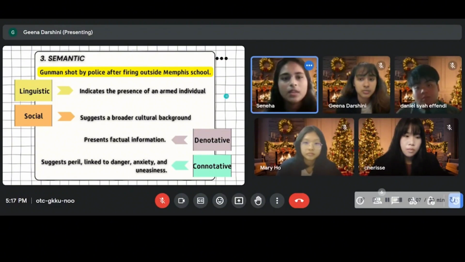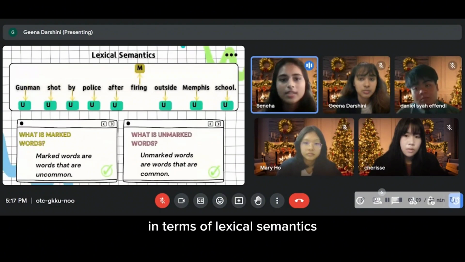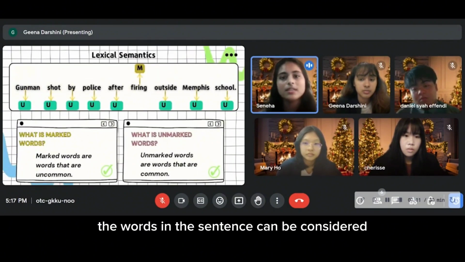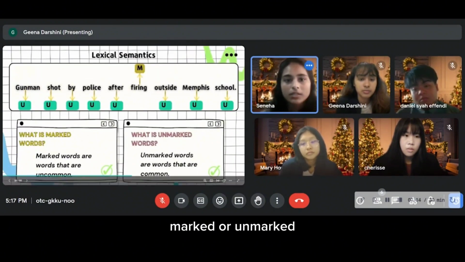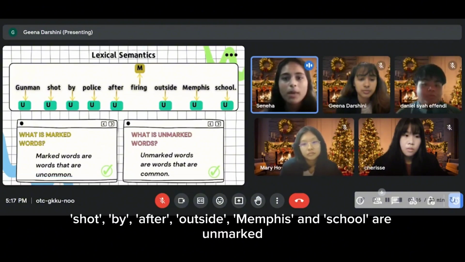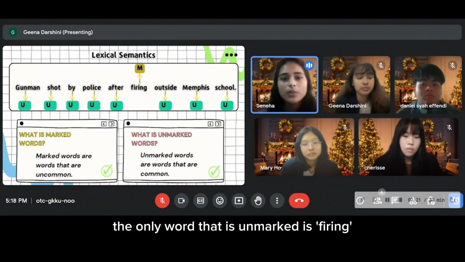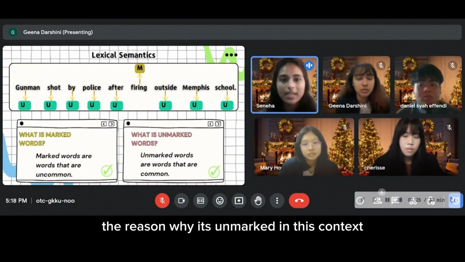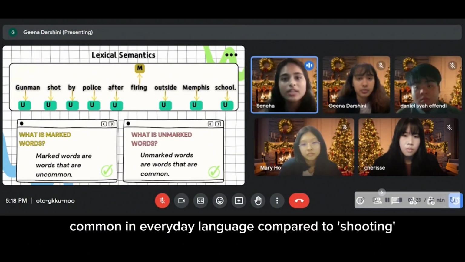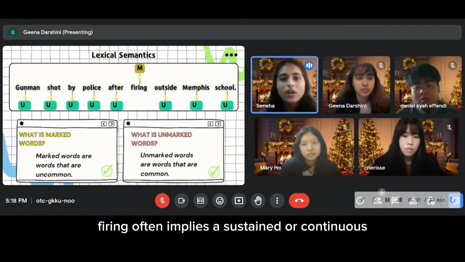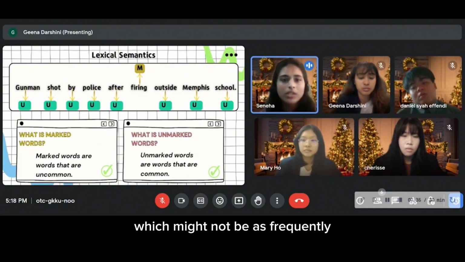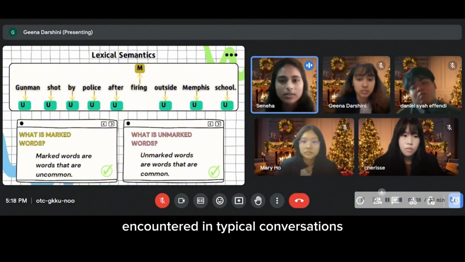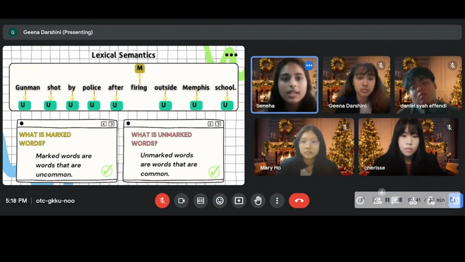Next slide, please. In terms of lexical semantics, the words in the sentence can be considered marked or unmarked. In the sentence, the words gunman, shot, by, after, outside, Memphis, and school are unmarked as they are common. The only word that is marked is firing, as it is uncommon. The reason why it's marked in this context is that it is less common in everyday language compared to shooting. Firing often implies a sustained or continuous act of discharging a firearm, which might not be as frequently encountered in typical conversations. Next slide, please.